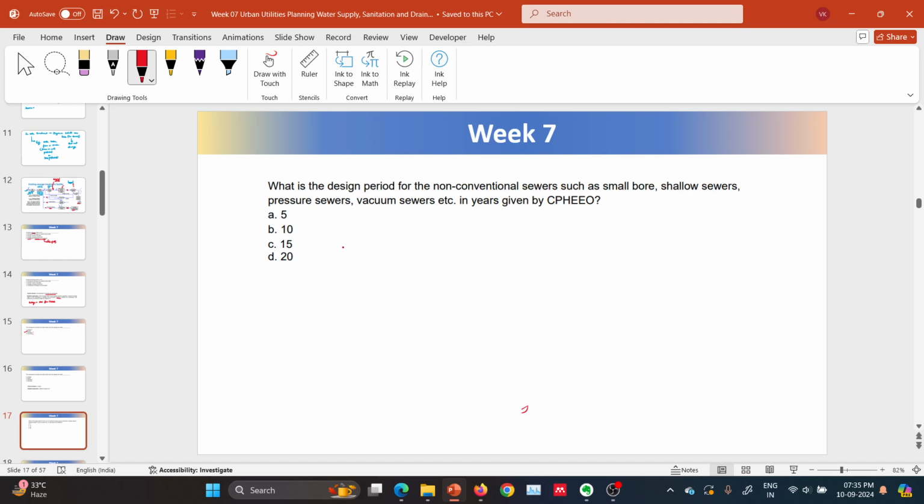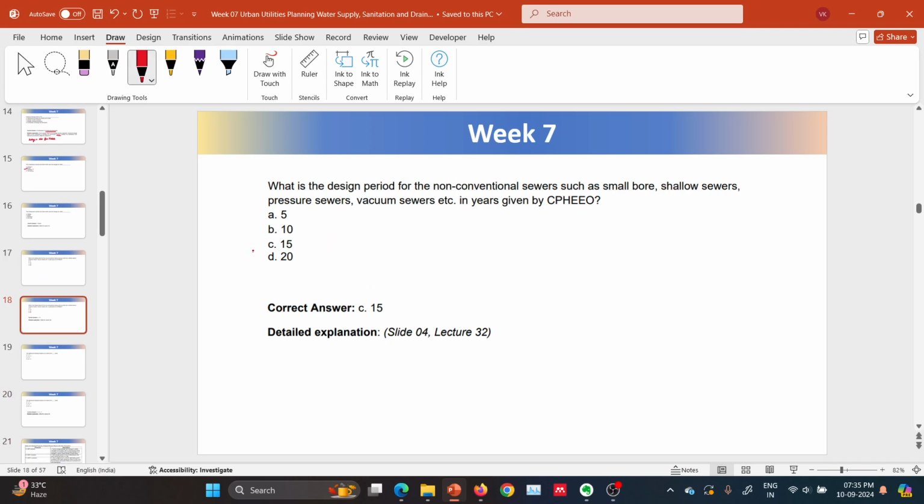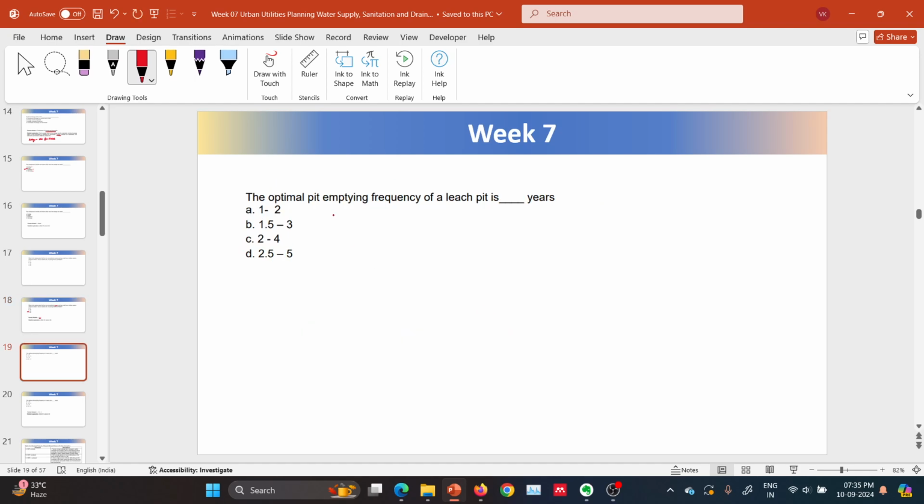What is the design period, in years, for non-conventional sewers such as small bore, shallow sewers, pressure sewers, vacuum sewers, etc., given by CPHEEO? The answer is 15 years, option C. So the design period for non-conventional sewers is 15 years. The optimal pit emptying frequency of a leach pit is 1.5 to 3 years.